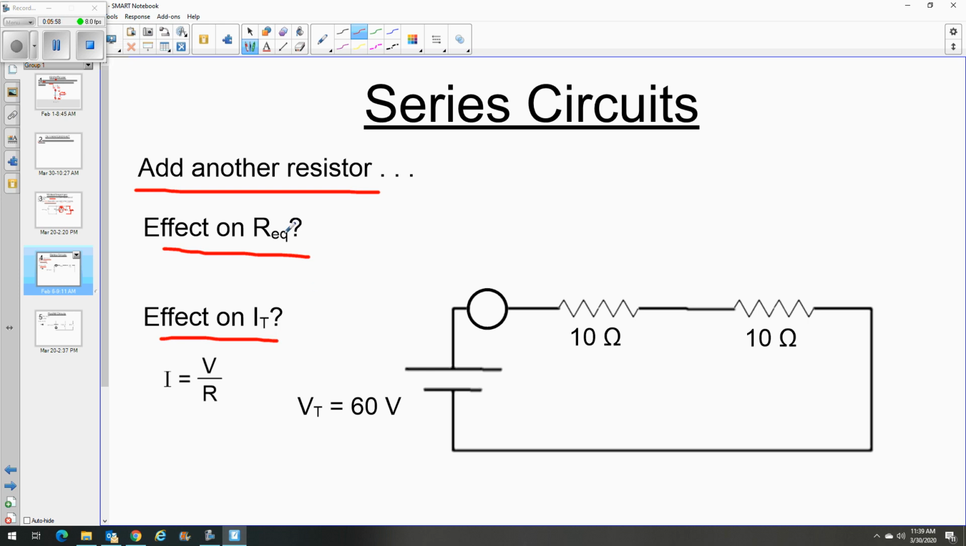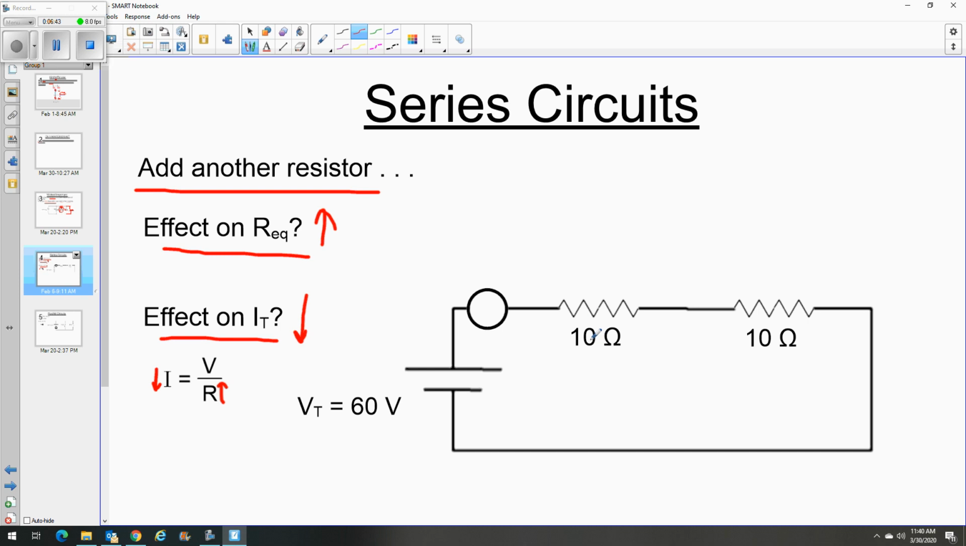So what does our rule tell us in series? If you look at the middle part of the electricity page on your reference table, you can see the rule for equivalent resistance says Req equals the sum of the individual resistors. So if you add another resistor, that must mean that the equivalent resistance must go up. What effect will that have on current? Well, since current and resistance are inverses of each other, if you increase the resistance, that must mean that the current will go down. So the answer, before we run the numbers, should be another resistor being added to a series circuit should increase the equivalent resistance and decrease the total current.